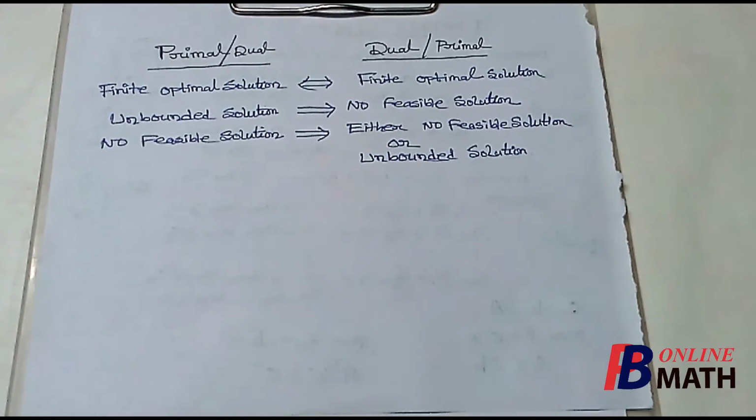So if we find that the primal problem has no feasible solution, then the dual problem must have either no feasible solution or an unbounded solution. Conversely, if we find that the dual problem has no feasible solution, then the primal problem will have either no feasible solution or an unbounded solution.